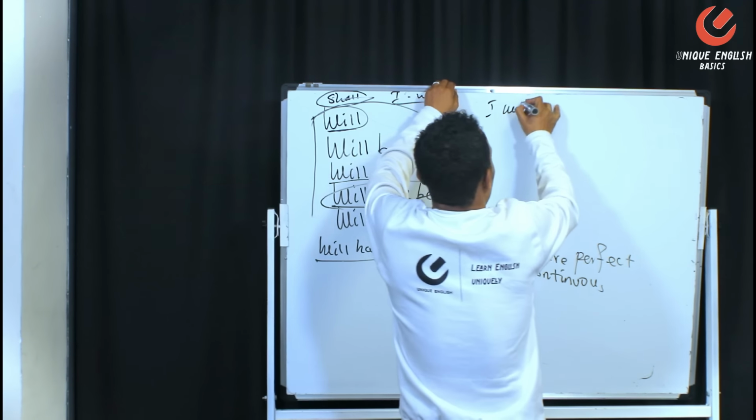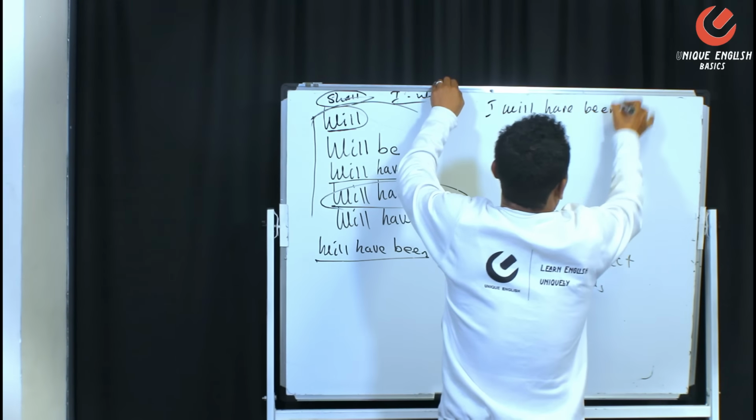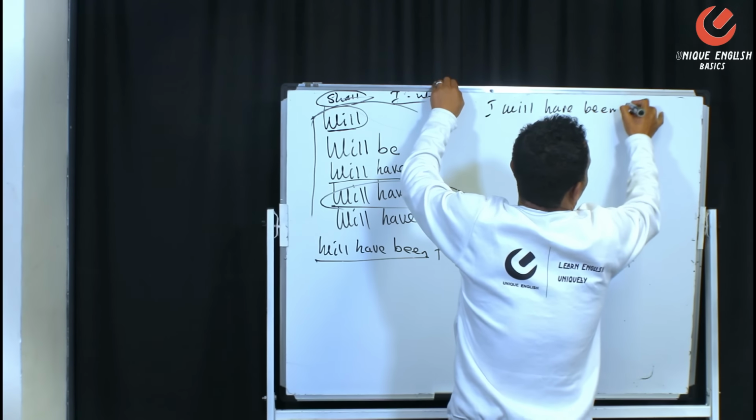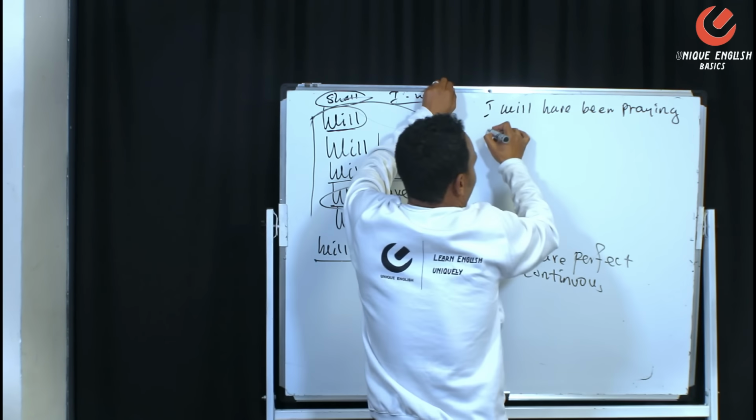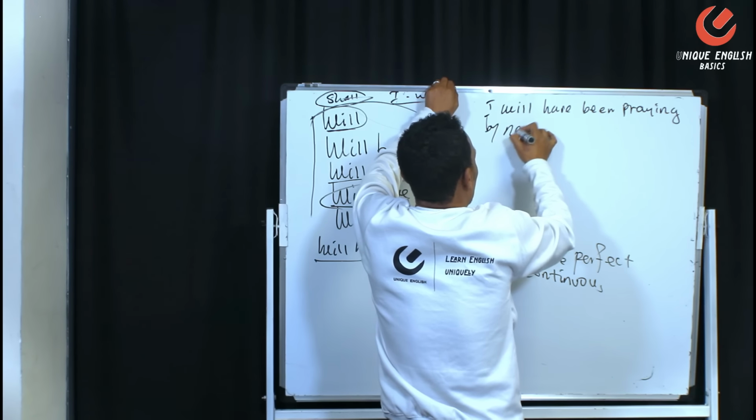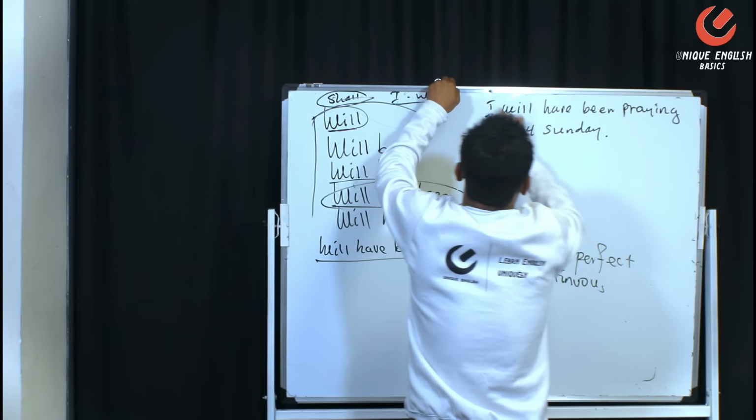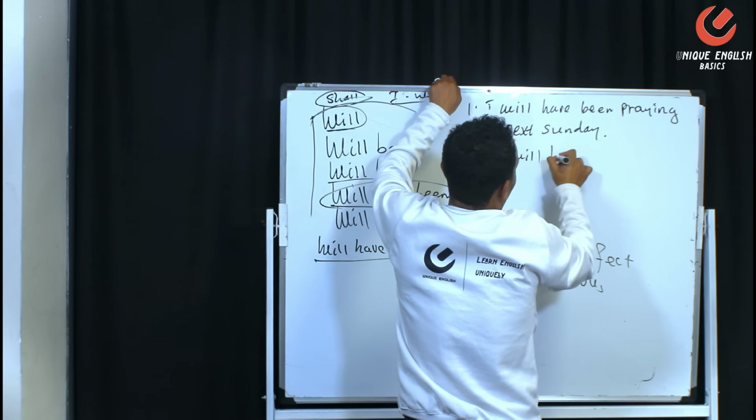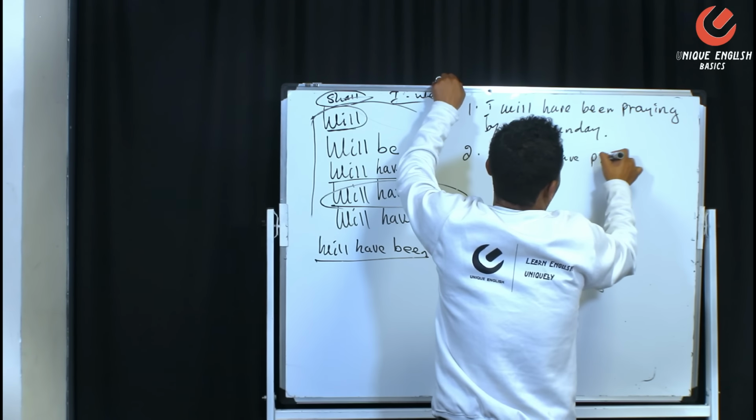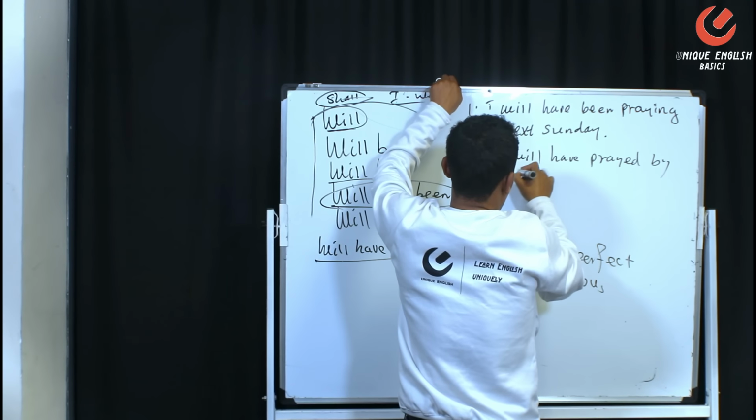I will have been praying. እስቲ I will have been praying በል እስቲ። I will have been praying. By next week, by next Sunday, we'll see. By next Sunday. This is very good. And I will have prayed by next Sunday. What's the difference between these things?